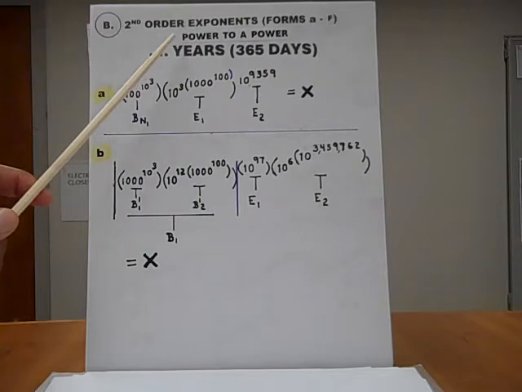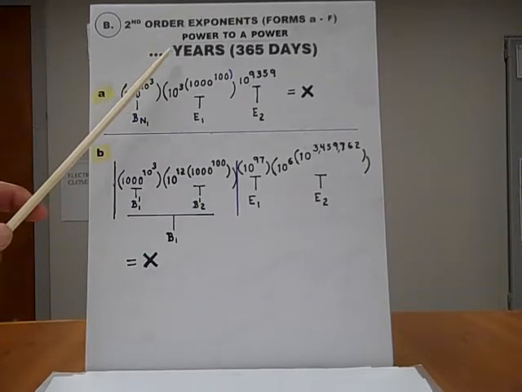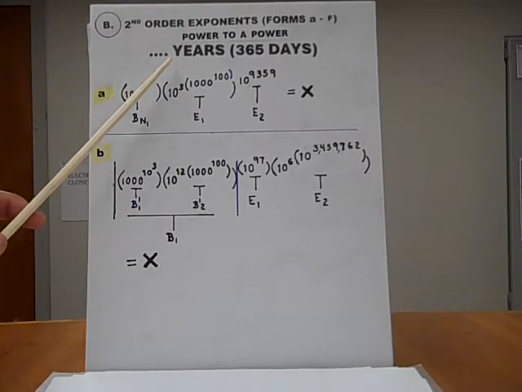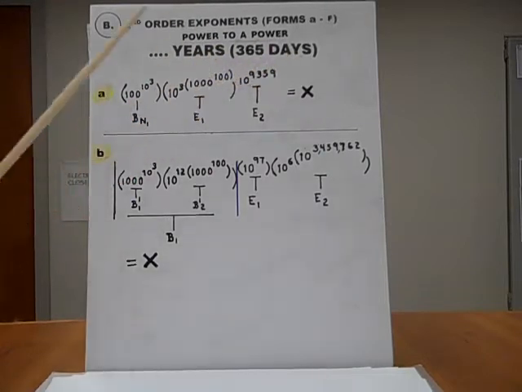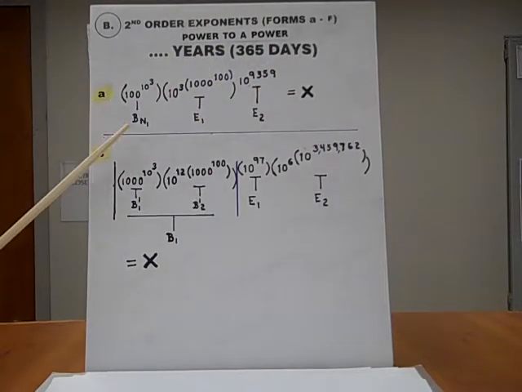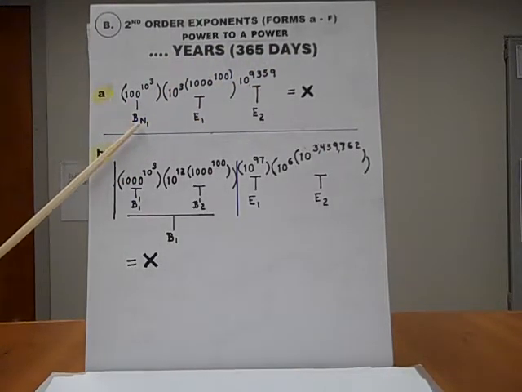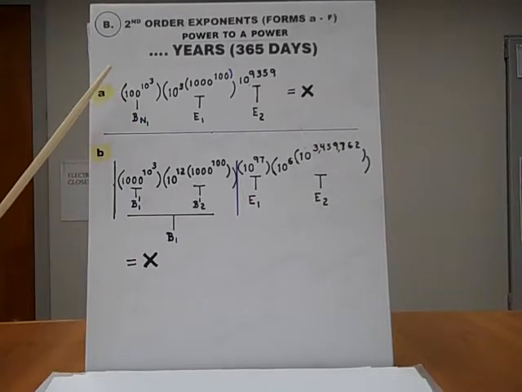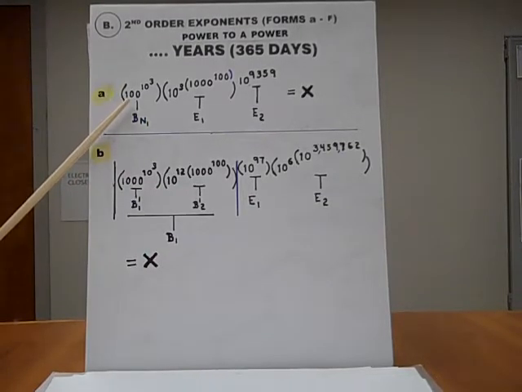Second order exponents are power to a power. Once again, we are using years, Y-E-A-R-S, 365 days. We'll start with A, which is an external, if you remember, a non-internal base. The non-internal base in this case is 100 to the 1,000th power, which is 10 to the third power here.